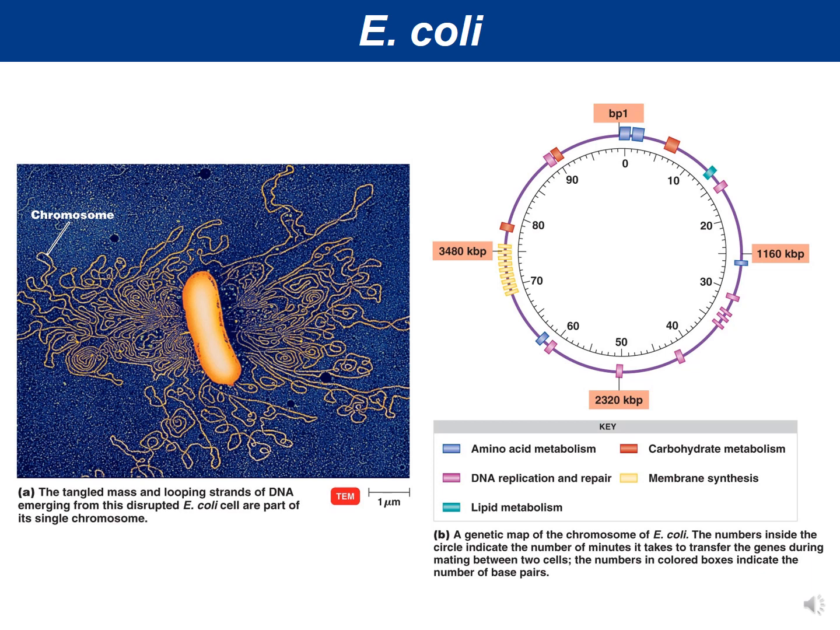And so this is, again, you don't have to memorize this map of the E. coli chromosome, but it's just to give you an idea of what that chromosome looks like and where these genes are found.